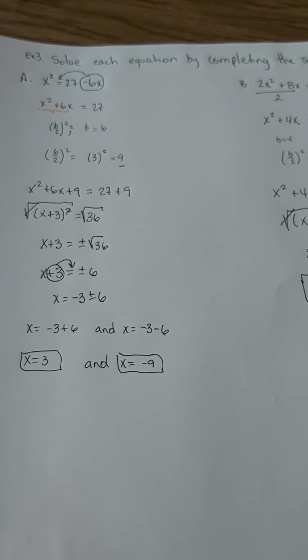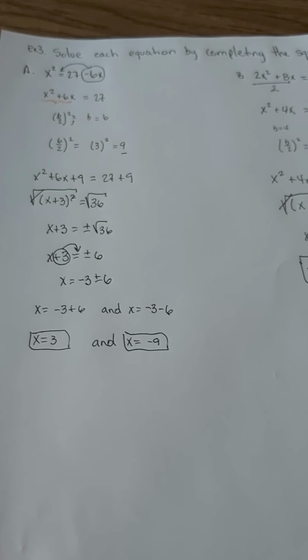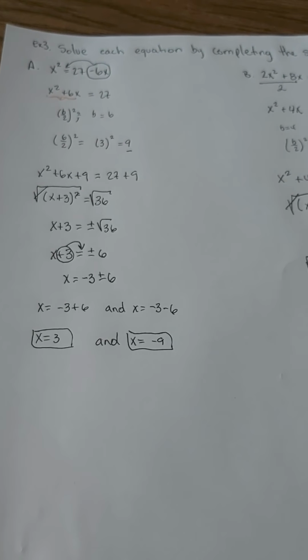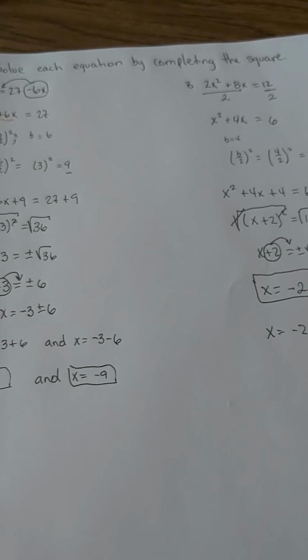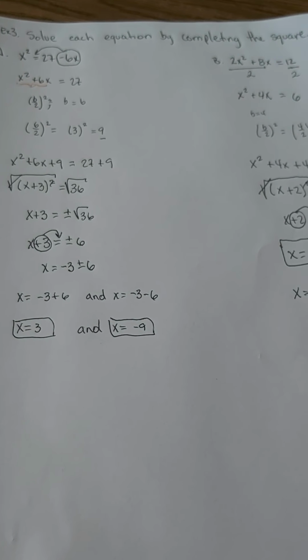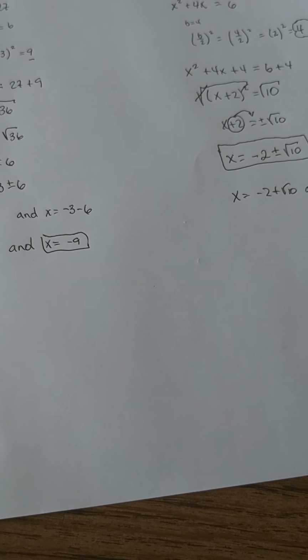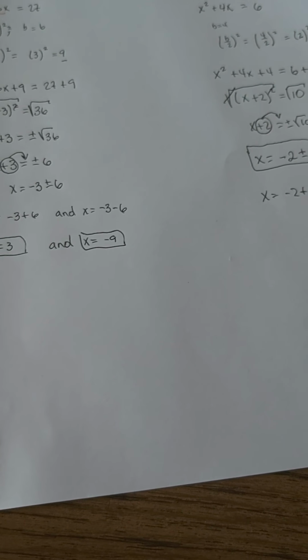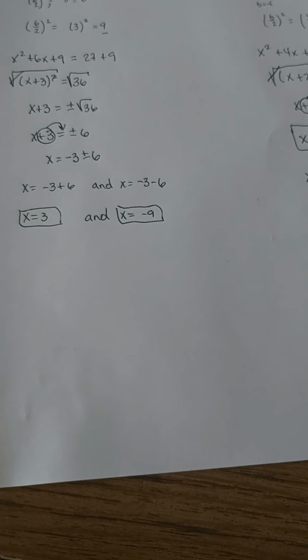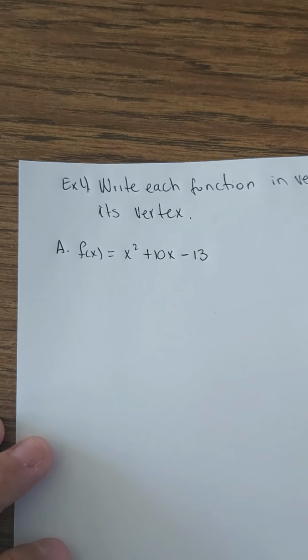We solved the quadratic equations by completing the square. So this is another way of solving quadratic equations. In the previous lesson, we solved quadratic equations by graphing and factoring. Today's lesson, we learn how to solve them by using the square root property and by completing the square. Now let's look at the next example.